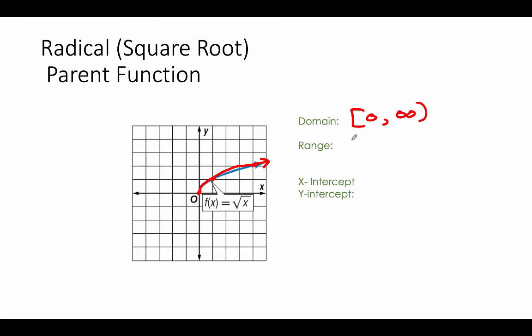Now the range, my lowest value again is 0. I am going up to infinity. You might think it looks like it's leveling off, but square roots of really huge numbers are really huge numbers. So we do head up as we go out. Okay, again, we're at the origin, so my x-intercept and y-intercept are both going to be at 0.